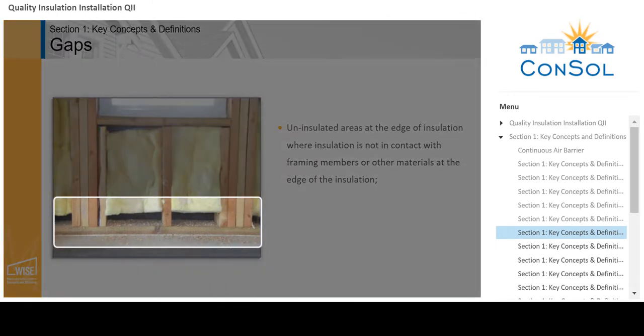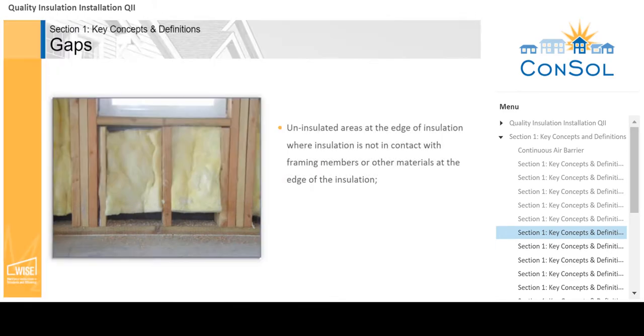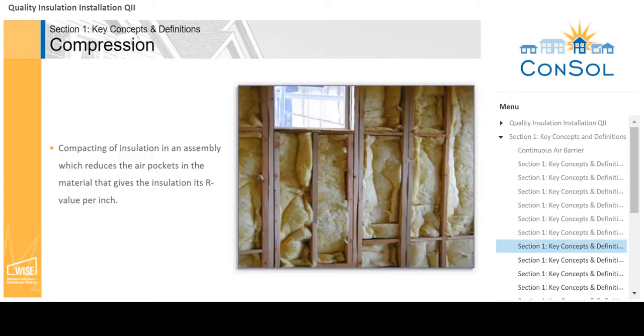Gaps are uninsulated areas at the edge of the insulation where the insulation is not in contact with the framing members. This is a result of insulation that is not properly sized for the cavity. For example, fiberglass batts should be 1 inch wider and 1 inch taller than the bay it is to be installed in. This allows for a friction fit without excessive compression. Compression is the result of too much insulation installed into the cavity. Insulation that is compressed loses its ability to resist conduction of heat. It also creates voids and air spaces.